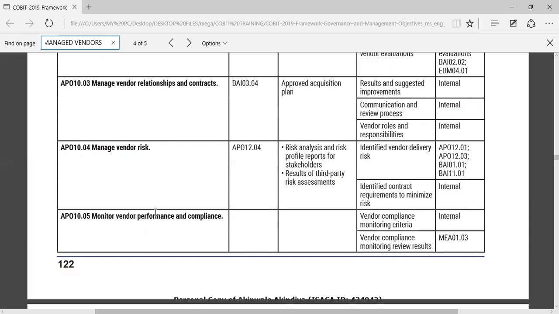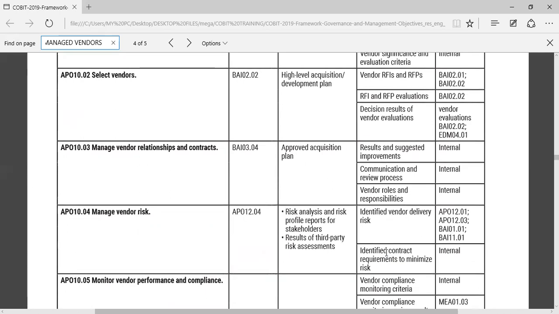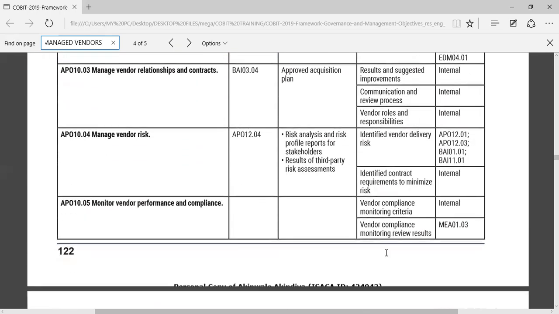The APO 10.05, monitor vendor performance and compliance. All right, we need information such as vendor compliance monitoring criteria, vendor compliance monitoring review results, evidence that you're actually monitoring the vendor's performance. So these are information required according to this component C, information flows and items.